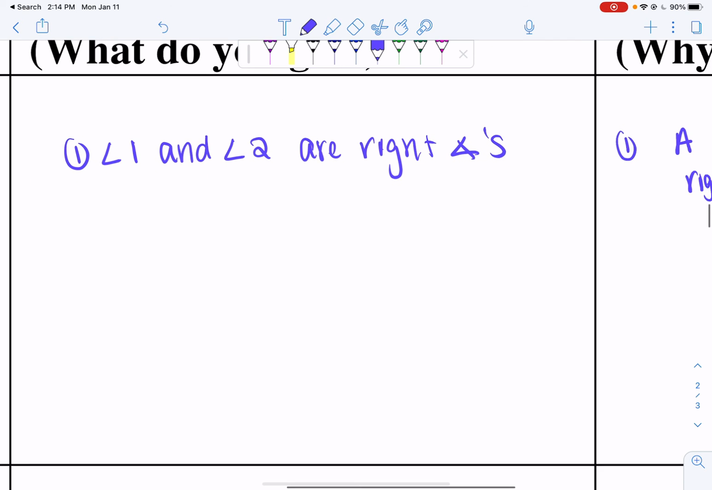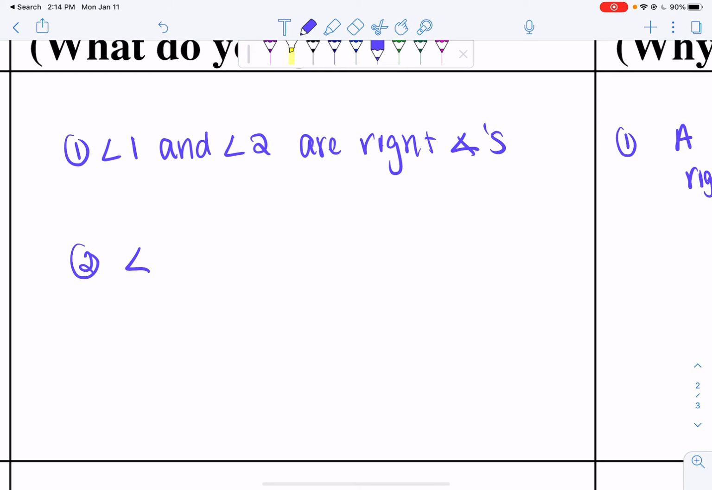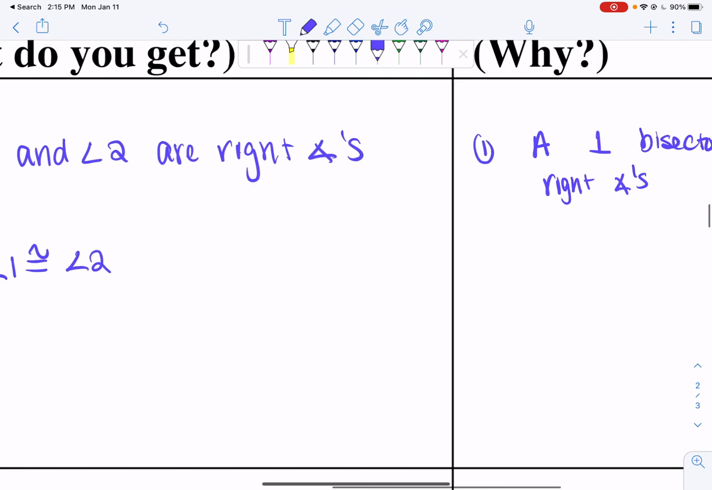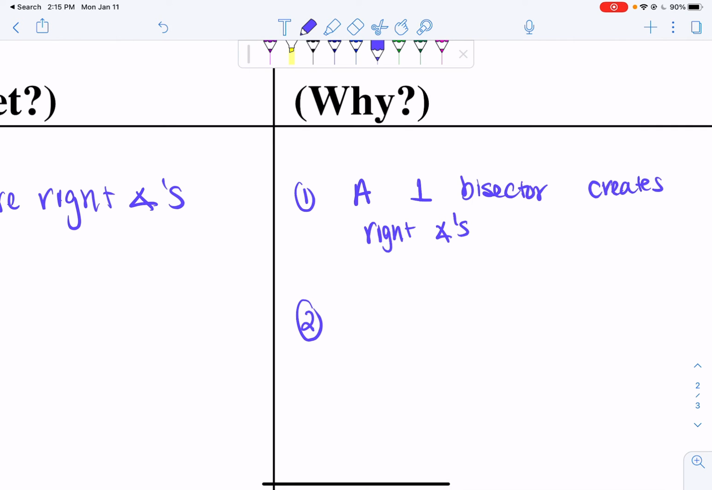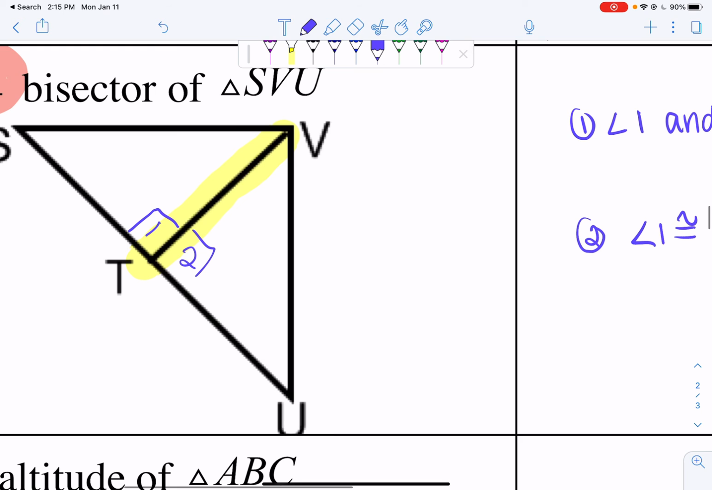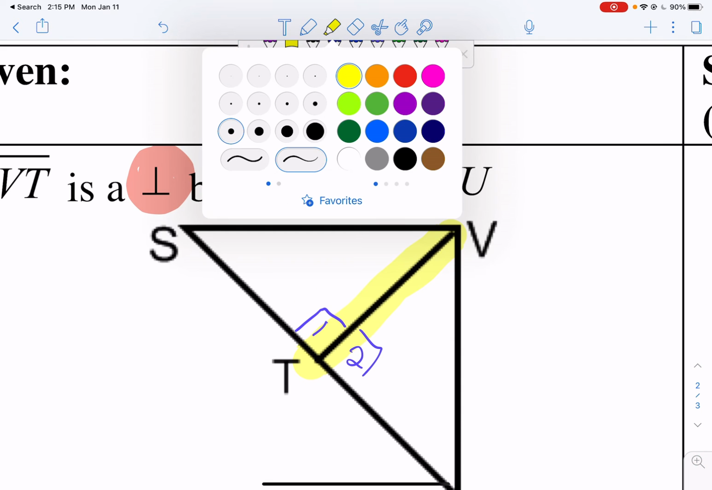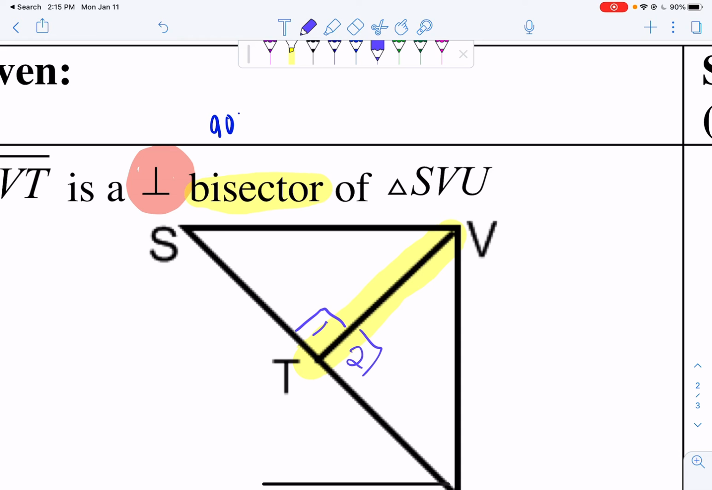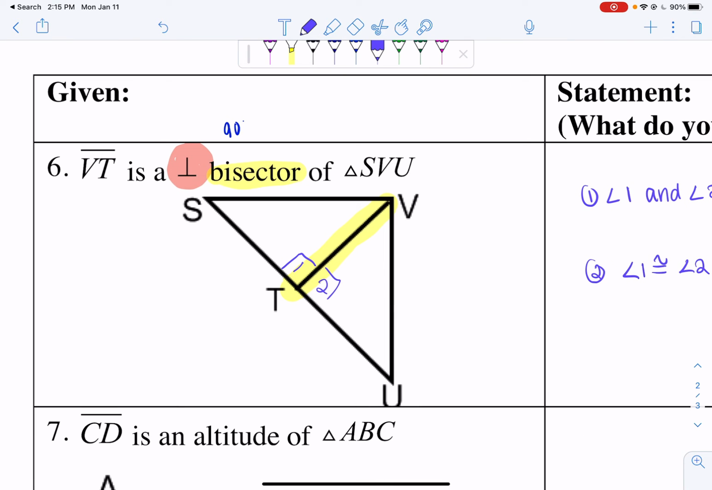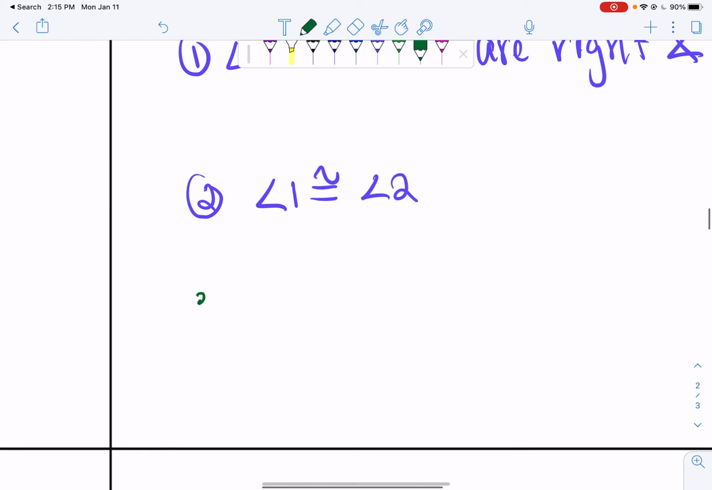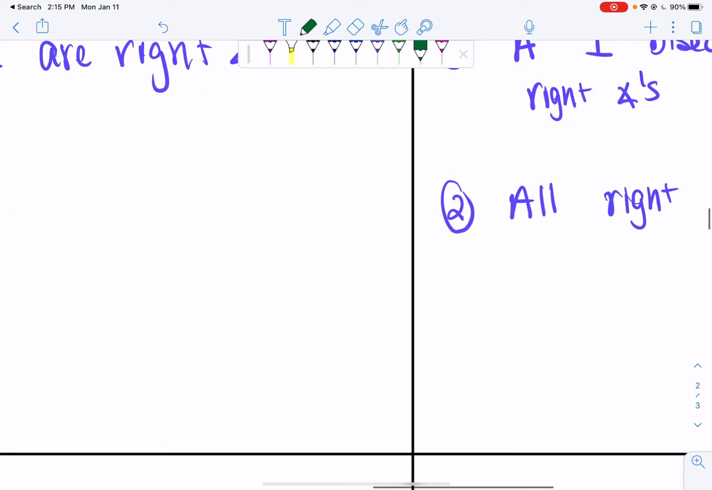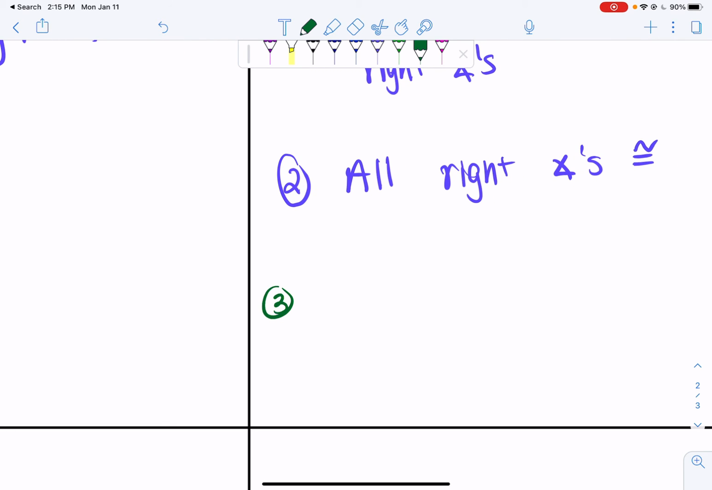If they're right angles, they've got to be congruent. So I can say angle 1 congruent to angle 2. My reasoning, all right angles are congruent. Now, I have a bisector. What that means is I'm cutting that segment in half. So I'm cutting SU in half. So I can say ST is congruent to TU. And my reasoning, a perpendicular bisector creates two congruent segments.